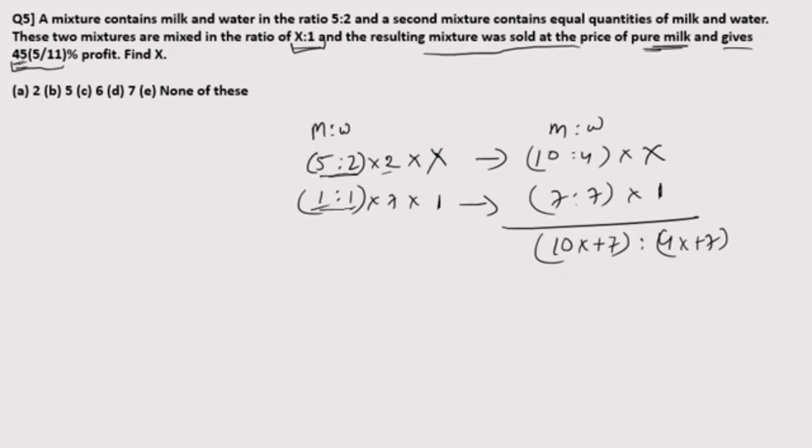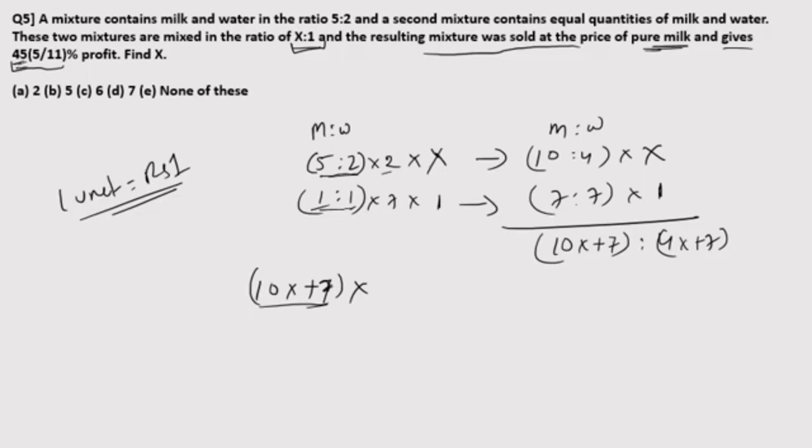Okay, now see here, cost price is basically the price of milk, 10x plus 7 units. Let's assume the price of 1 unit of milk is ₹1. So these many units will be costing how much? This into 1, that is this much only. Now this is the cost price into profit. Profit is how much? 45.45 percentage.